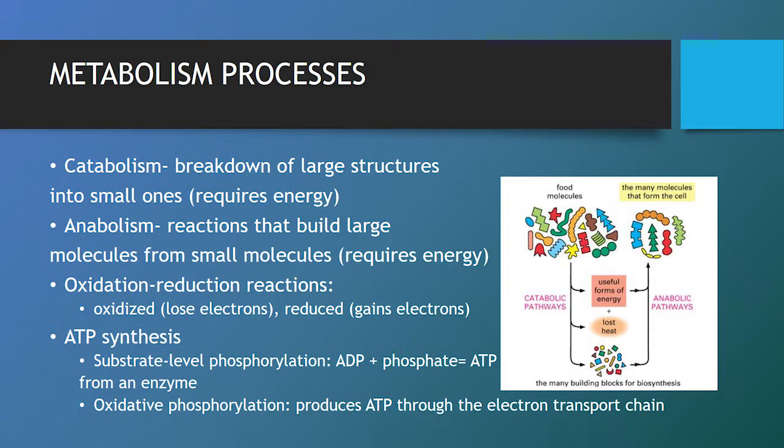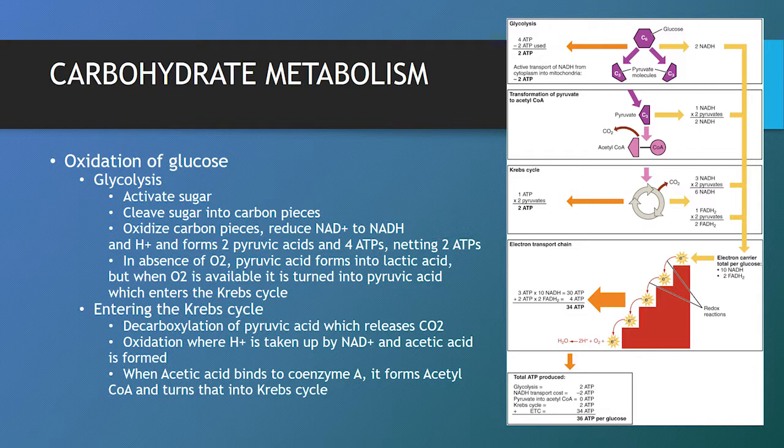The first, which is the substrate level, is where the ADP reacts with the phosphate and forms ATP with the help of an enzyme, while the oxidative is through the electron transport chain. Next is the carbohydrate metabolism, the oxidation of glucose.